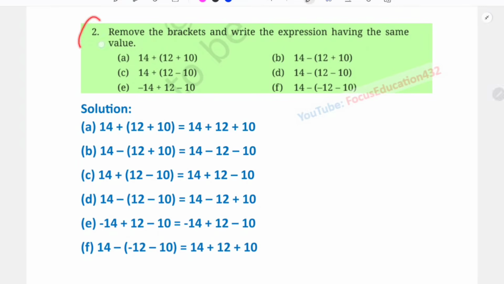Now we move to question number 2, page number 37. Remove the brackets and write the expressions having the same value. This is also very simple now. First one.